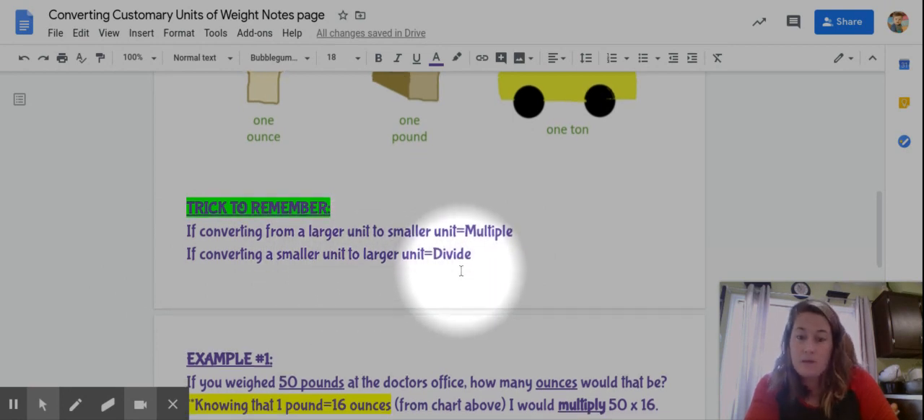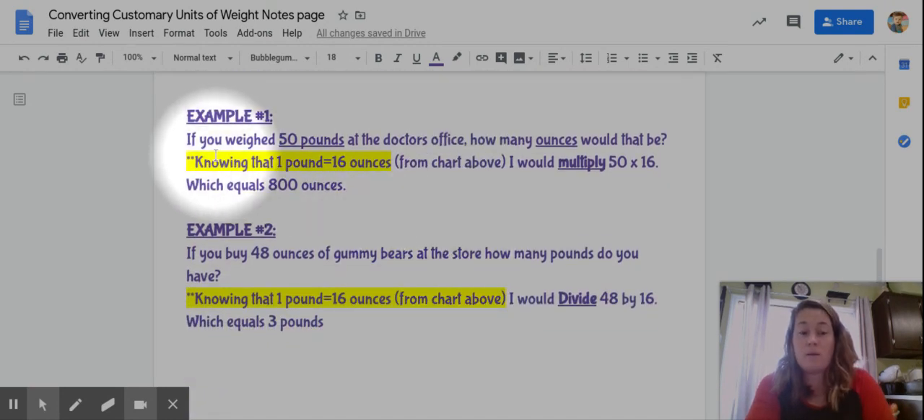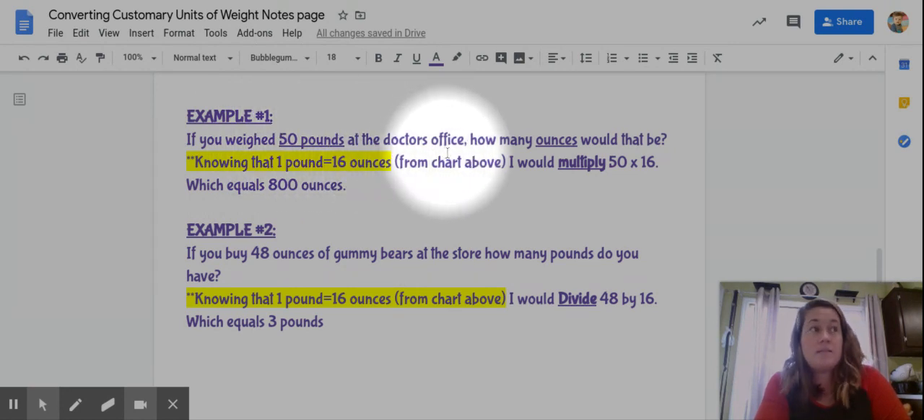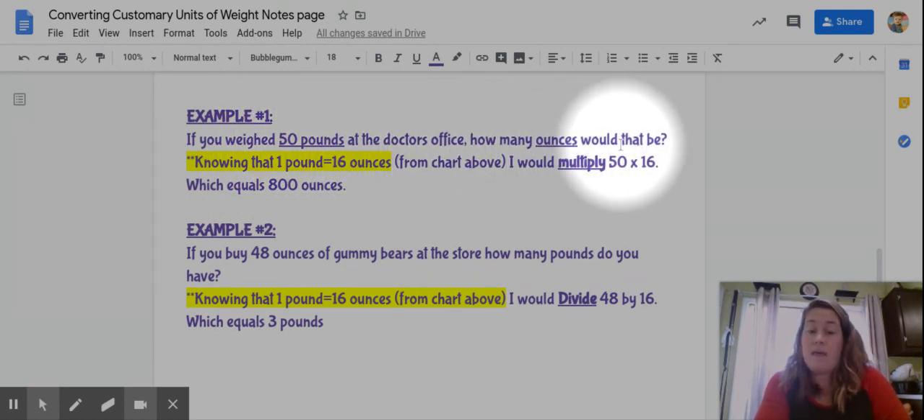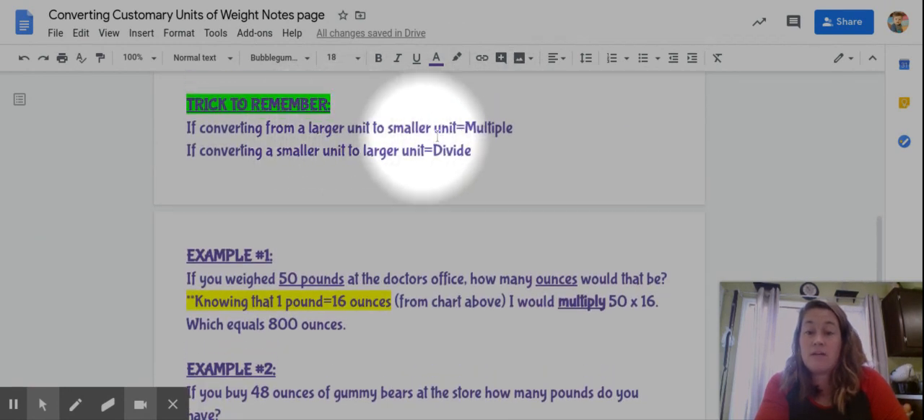So these are 2 examples. Example number 1. If you weighed 50 pounds at the doctor's office, how many ounces would that be? Again, knowing 1 pound is 16 ounces, 1 pound is larger than ounces. Pounds are larger than ounces. So what are you going to do from our little trick right here? You're going to multiply.